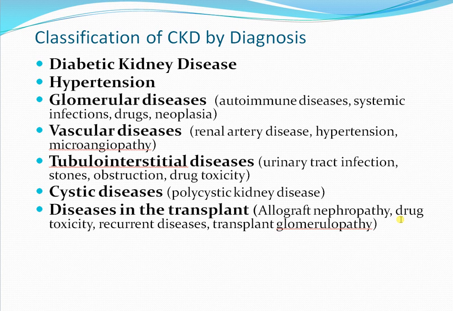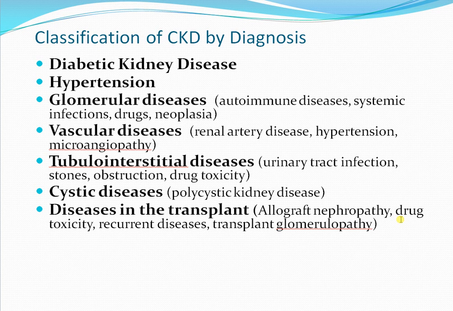Obviously, hypertension causing long-standing nephrosclerosis because of the medial intimal hypertrophy. Then tubulointerstitial diseases, which basically involve the interstitium and the tubules of the nephrons.